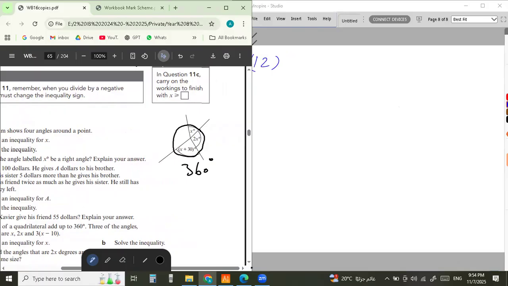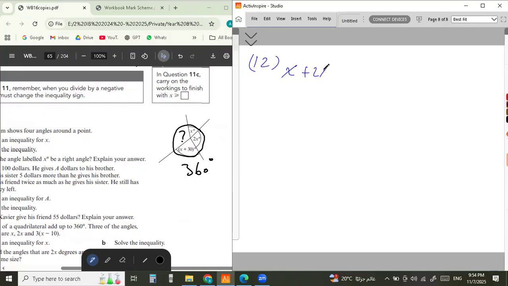So what I know for sure is that x plus 2x plus x plus 30 is still less than 360 degrees because this is missing. So adding x and 2x and x plus 30 together will definitely be less than 360. That's what you need to write: x plus 2x plus x plus 30 will definitely be less than 360 degrees. The next question, they ask you to solve the inequality. So that's 12a. 12b, solve the inequality.